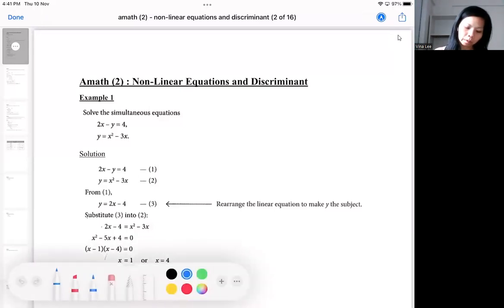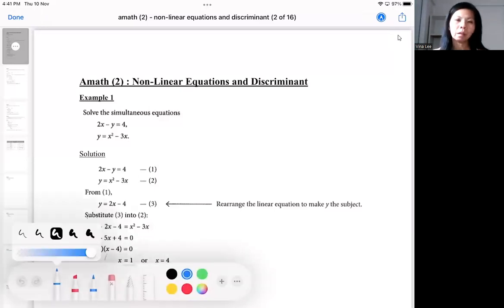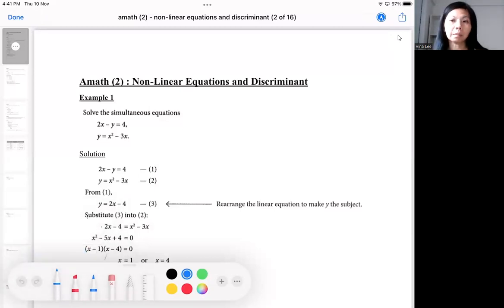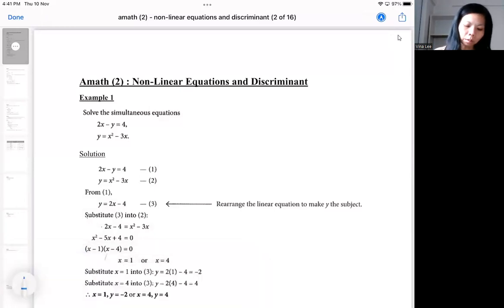So I'll illustrate the technique first. The focus now will be on the technique of non-linear simultaneous equations. It will look something like this. You will still get a normal set of simultaneous equations, so there will still be two equations. And you've got to observe that one of them is a linear equation.